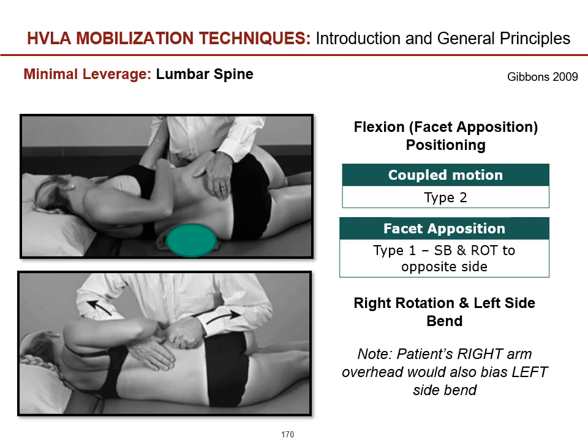Also note that the patient's right arm overhead would also bias left side bending, so that's an alternative, but again, this is based upon patient comfort and/or shoulder range of motion, etc.